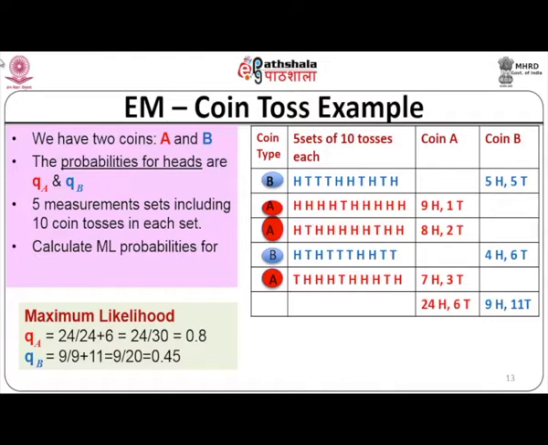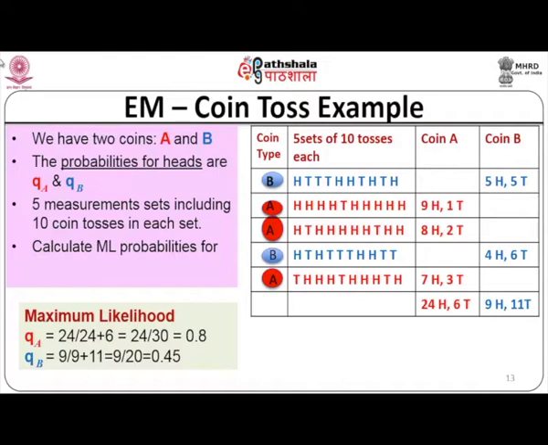So, QB for the blue one is equal to the 9 heads divided by the total number, 9 plus 11, 20. So, 9 by 20, 0.45. So, QB, the probability of heads coming out when you toss a blue coin, is 0.45.